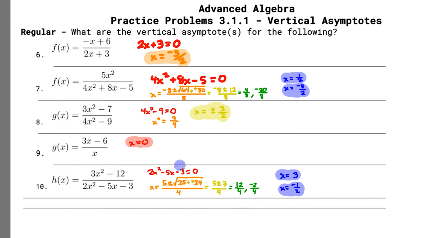So that's 5 more examples involving finding vertical asymptotes. If you have any questions about anything in this video, let me know.